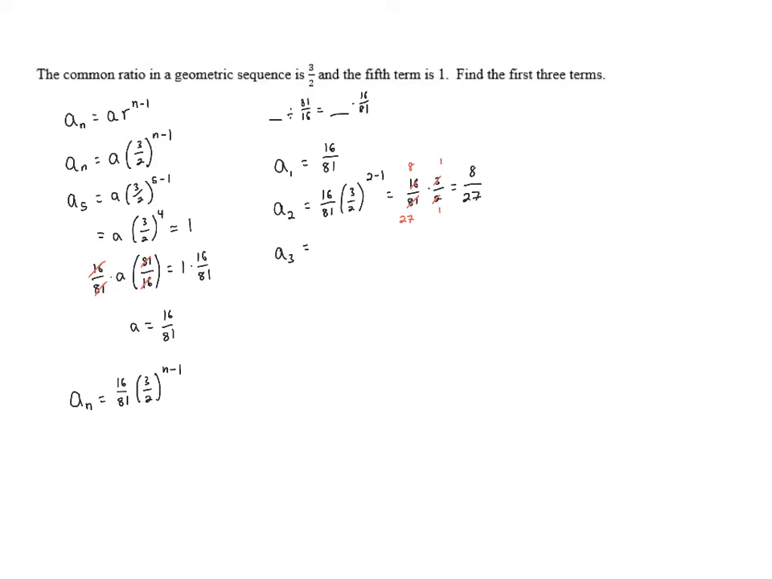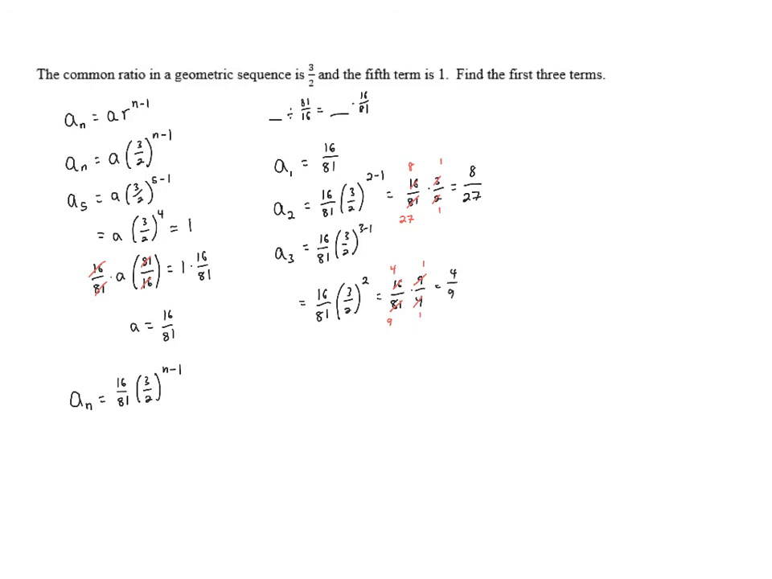And then for the third term, we just need to plug in n equals 3. So 16 over 81 times 3/2 to the 3 minus 1. That's going to be 16 over 81 times 3/2 squared. We know that 3/2 squared is 3/2 times 3/2, which is 9/4. And again, we've got a product of fractions where we can cross cancel. 9/81 reduces to 1/9. 16/4 reduces to 4 over 1. And when we go through and multiply across, we get 4/9.